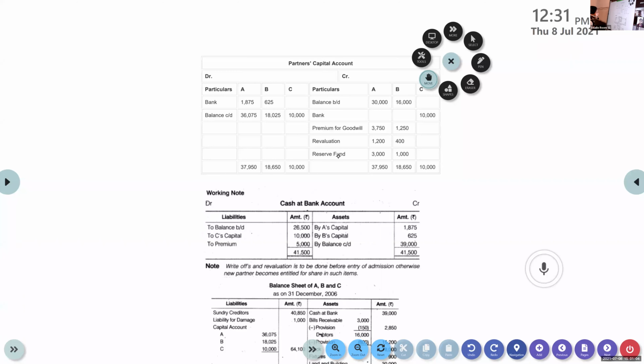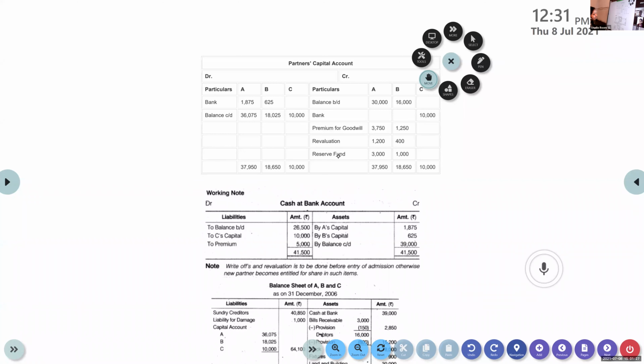Then revaluation profit. The balancing figure of the revaluation account, we will distribute it to the old partners in the old ratio. Okay.